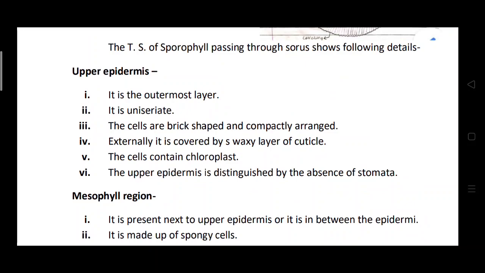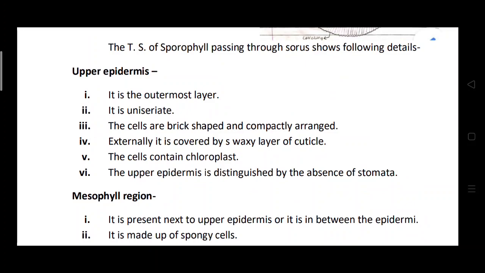The upper epidermis is the outermost layer and it is uniseriate. Uniseriate means it is a single layer. The cells of the epidermis are brick shaped and compactly arranged. This epidermis is externally covered by the waxy layer of the cuticle, and these cells contain chloroplast. On this upper epidermis, stomata will be absent. So this is about the upper epidermis.